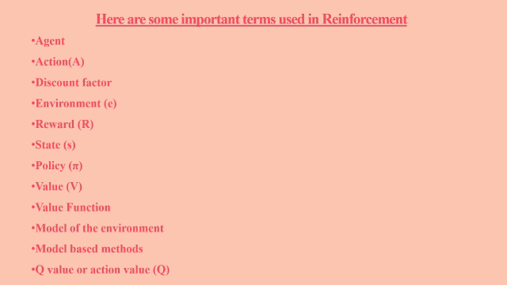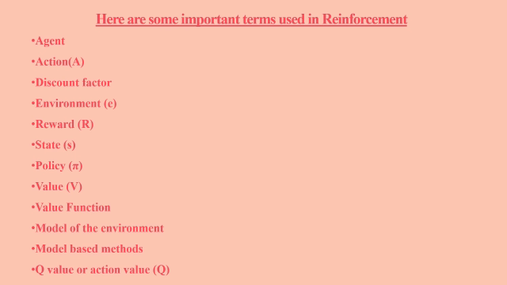State. State refers to the current situation returned by the environment. Policy. It is a strategy which applies by the agent to decide the next action based on the current state. Value. It is expected long-term return with discount as compared to the short-term reward.